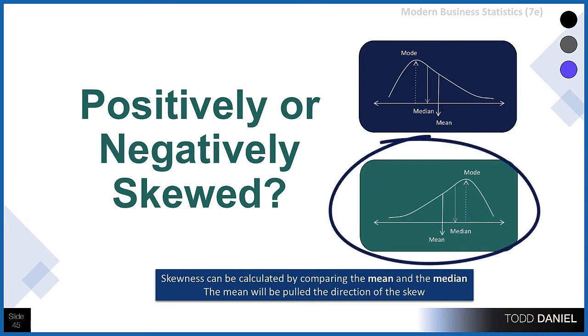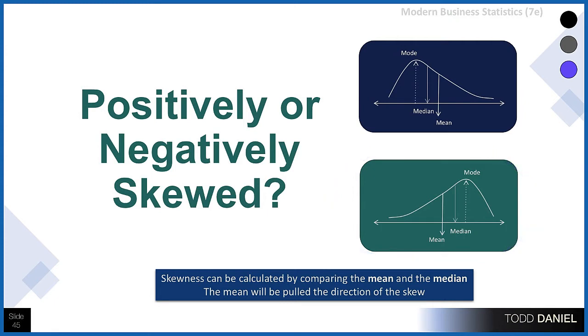Second example, is this a positively or negatively skewed distribution? It's a negatively skewed distribution. The tail is pulled out in the negative direction. The way that we can calculate the amount of skewness is by comparing the mean and the median. There's a formula for that.